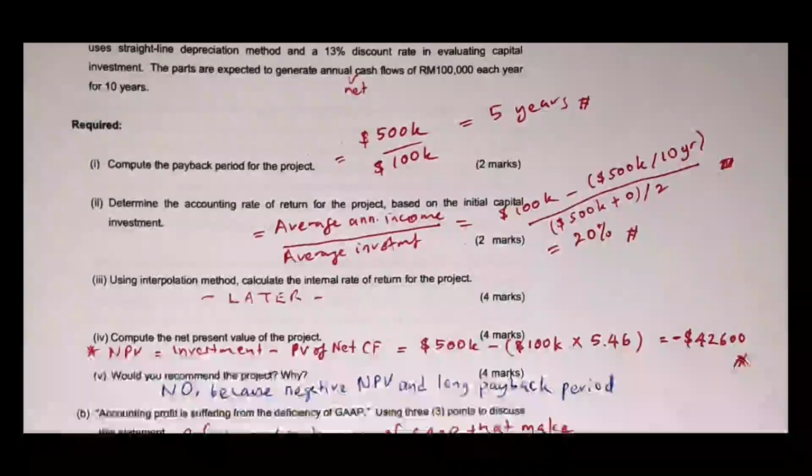There are two types of present value table. One is for present value. Another one is a table for present value annuity. You can use the present value annuity table if the amount of cash every year is the same. Like in this question, every year the company is expected to get $100,000 for 10 years. So the net cash flow is the same every year. So you have to refer to the present value annuity table.